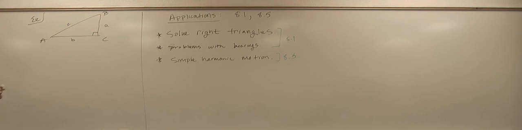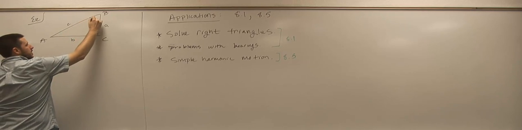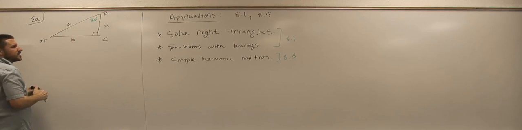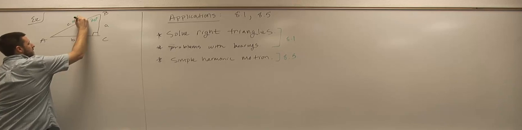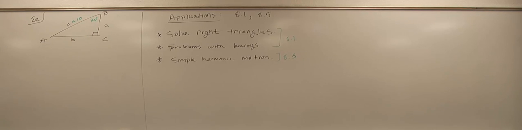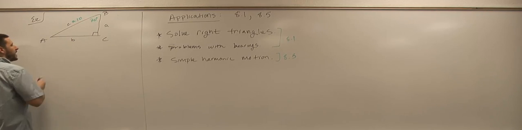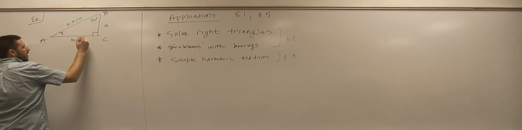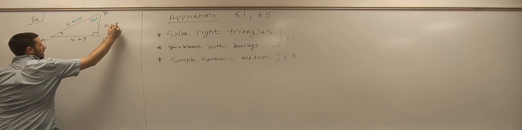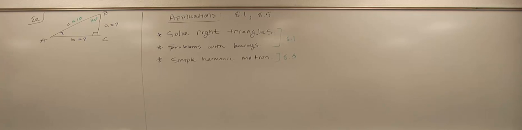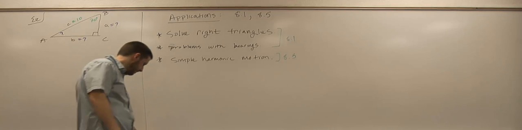But I gave you two pieces of information here. B is 70, and lowercase c is 10 units. Solve the triangle means you have to figure out what angle A is, and you have to figure out what B and little a are. So how do you think we do it?